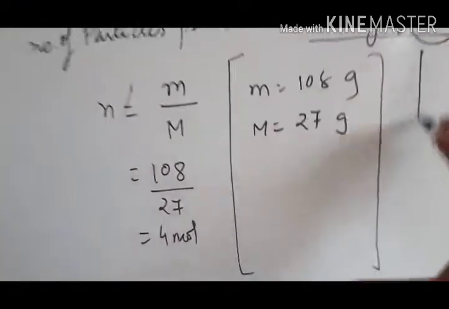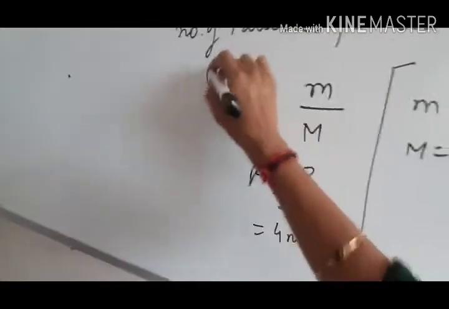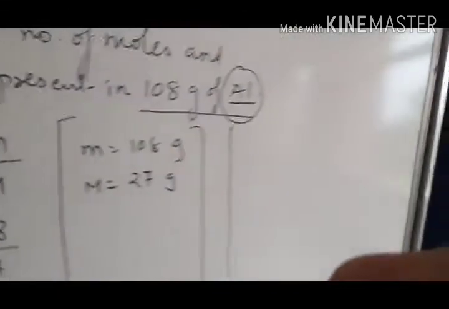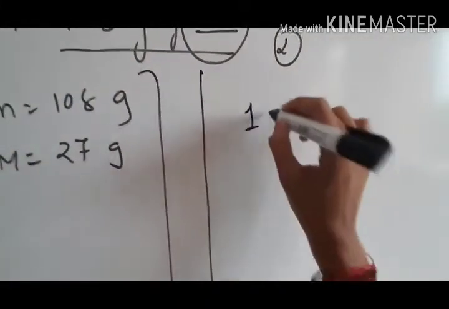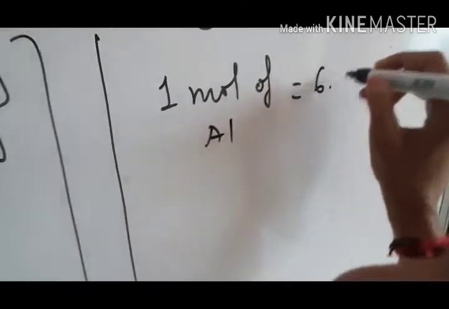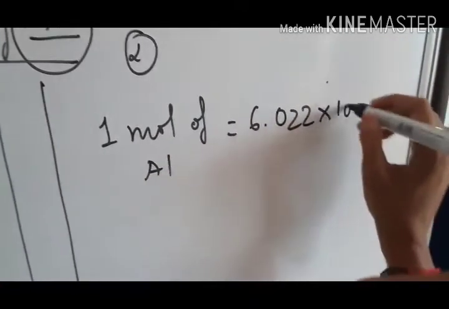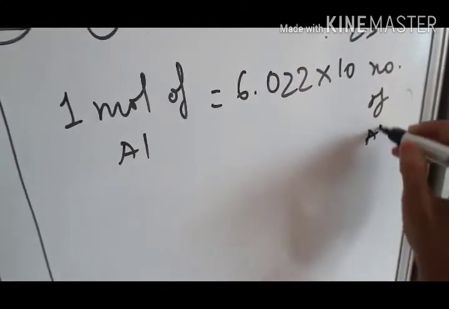Now next we have to find out the number of particles. What do we have to find out here? We have the number of moles, which is 4 mole. Now second, we have to find out the number of particles. So here we can write that 1 mole of aluminium contains 6.022 into 10 raised to 23 aluminium atoms.